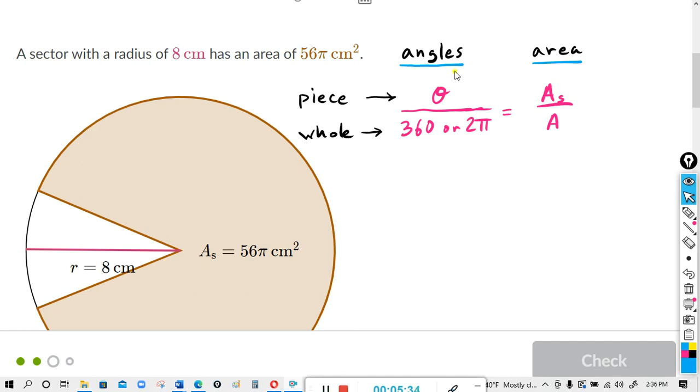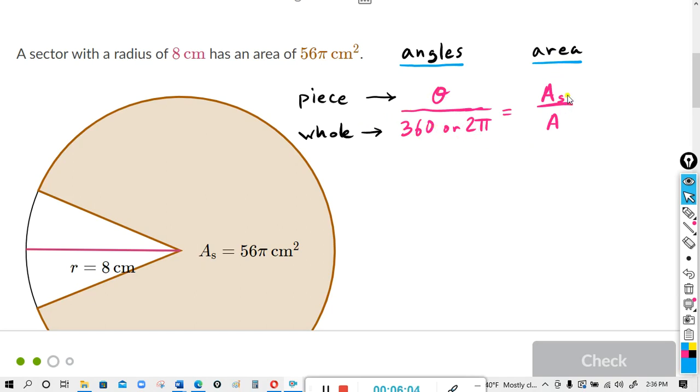All right, one thing I forgot to mention about this ratio and proportion here: this fraction on the left is for the angles. The central angle theta is just a piece of the whole circle. It doesn't go all the way around. But if you went all the way around the circle and measured the angle, it would be 360 degrees or 2 pi radians. So the piece is in the numerator and the whole thing is in the denominator.